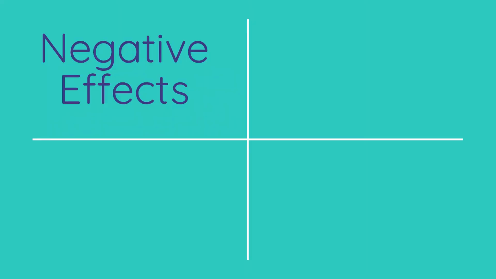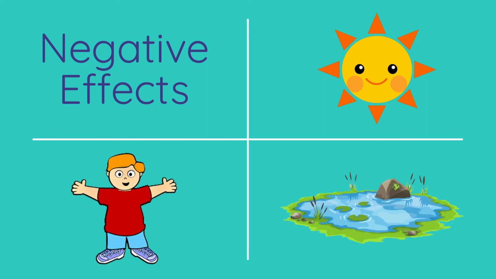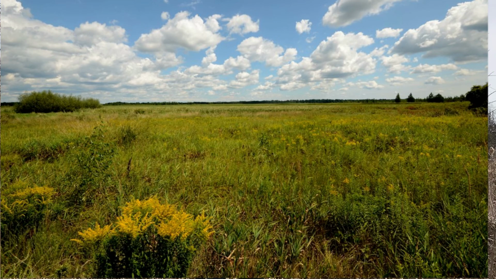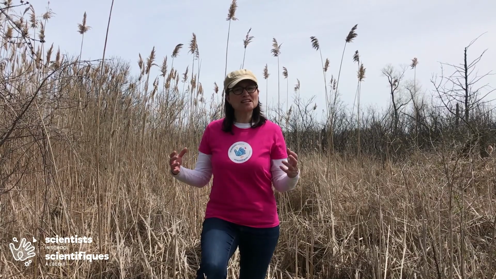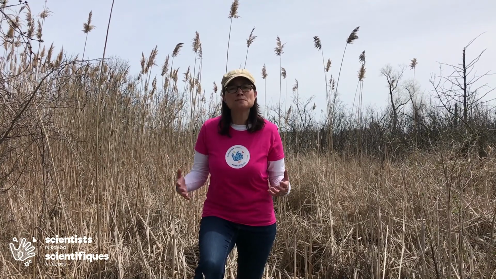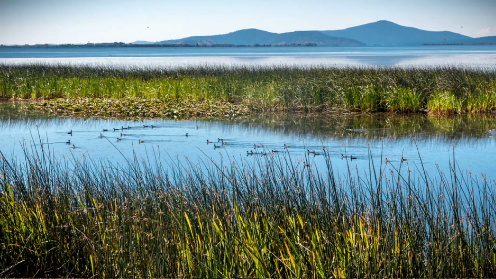Here are some of its negative effects. Since it's such a tall plant, it wins the competition for sunlight, space, and nutrients over its native neighbors, such as sedges, cattails, and bulrushes. It also tends to grow in such dense stands that it reduces the plant diversity, especially in areas such as wetlands.